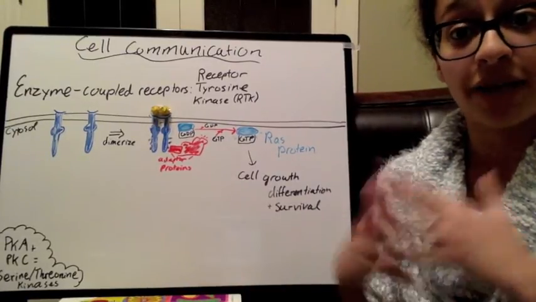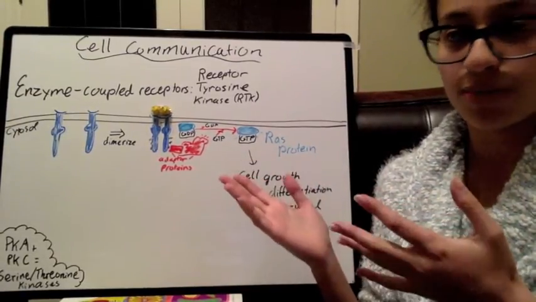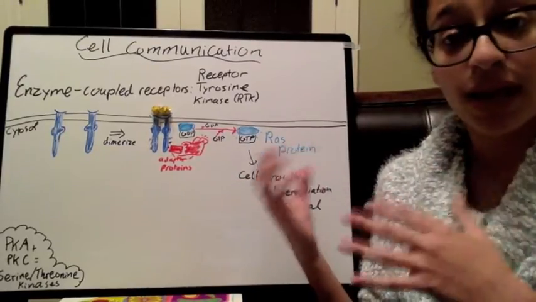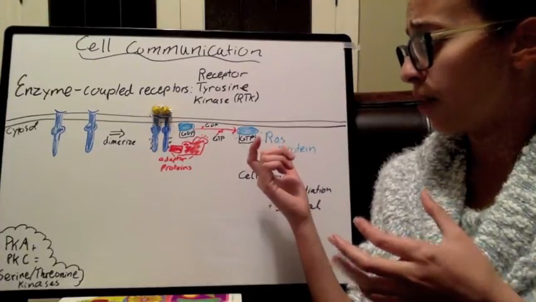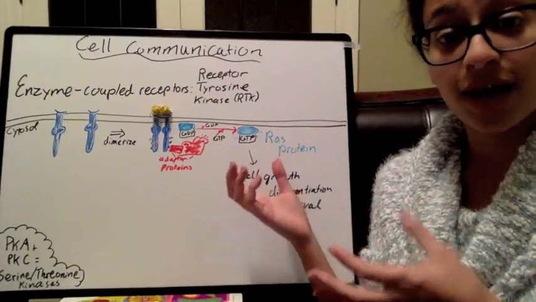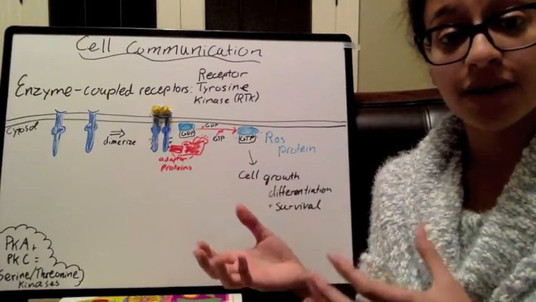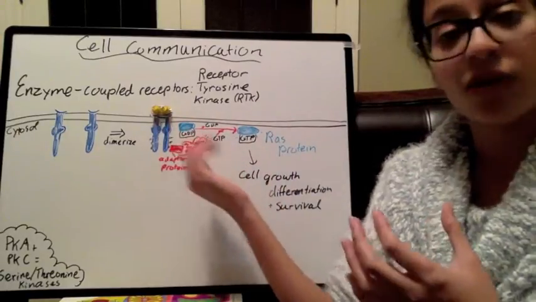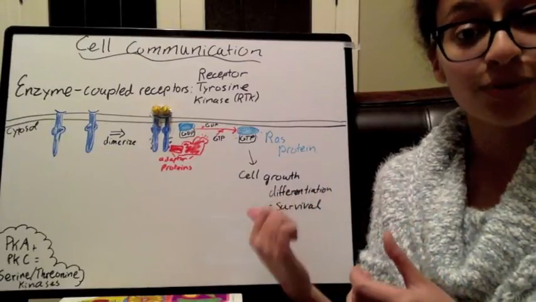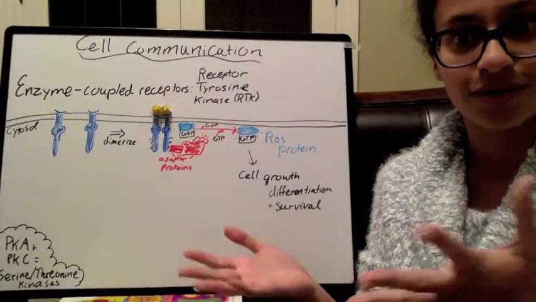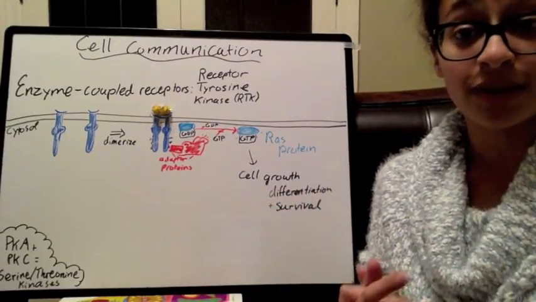So if we have a problem in the RAS protein and it is no longer able to turn off the GTP, its activity, so it's permanently activated, even when there is no signal coming in. That can be really bad because it has uncontrolled cell growth and differentiation and survival, which often leads to cancer.